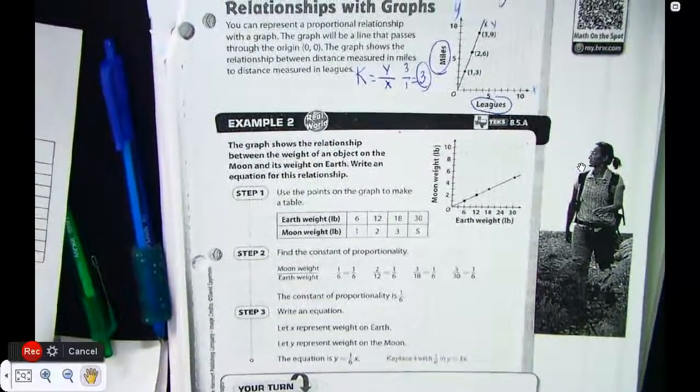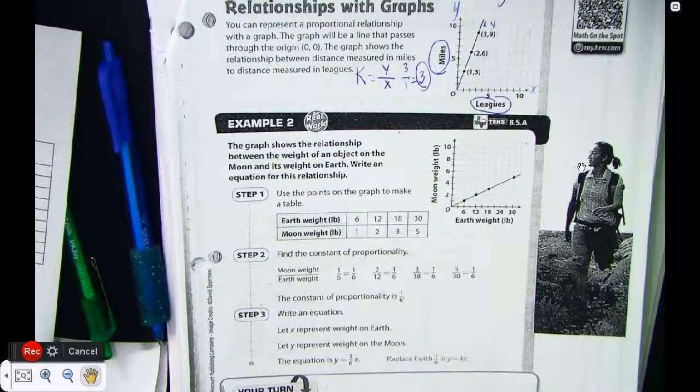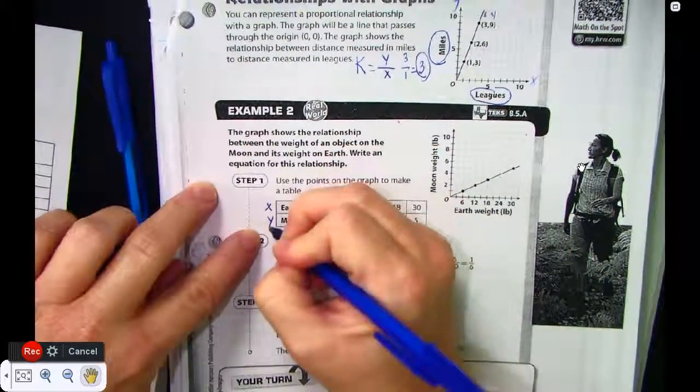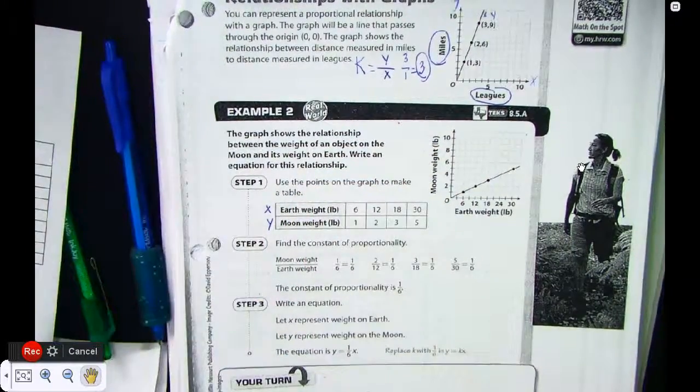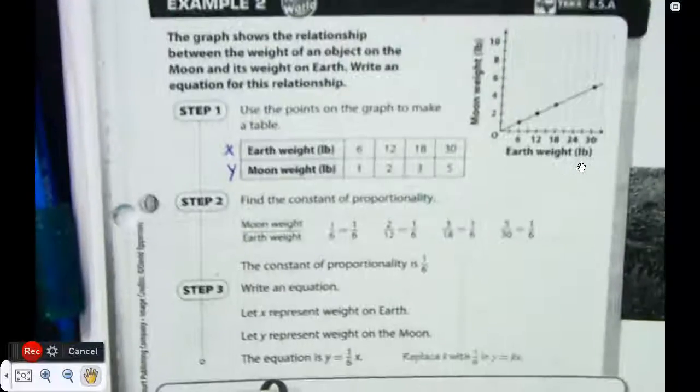Okay, so on the next thing, we're going to compare the weight on the moon to the weight on Earth. So, this is our X and this is our Y. And somebody wanted to know earlier, how do you know which is X and which is Y?